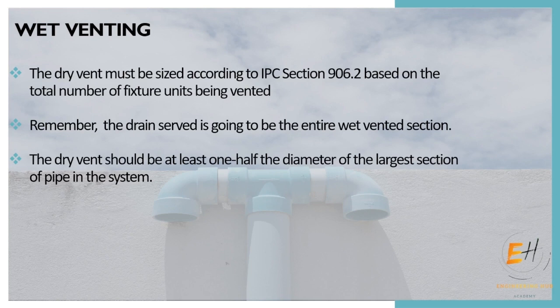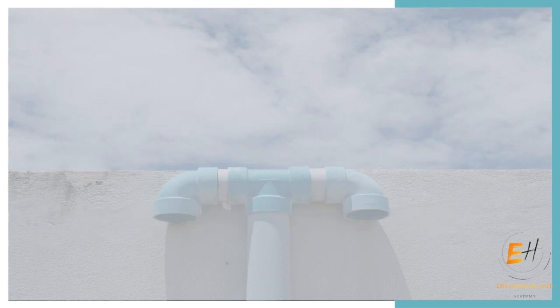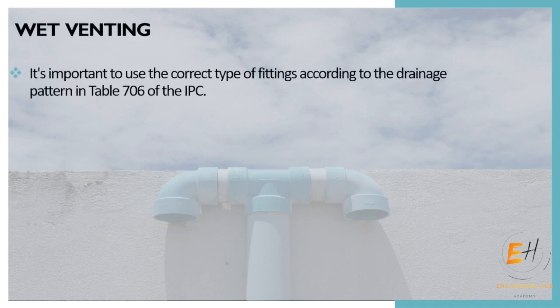The dry vent will need to be at least one half the diameter of the largest section of the pipe in the system. This ensures adequate airflow and proper drainage in the plumbing system. Keep in mind that any additional fixtures outside of the wet vent that are to be drained into the same branch must be connected to the branch downstream of the wet vent. Since the wet vent serves as a drain, it is important to use the correct type of fittings according to the drainage pattern in Table 706 of the International Plumbing Code.